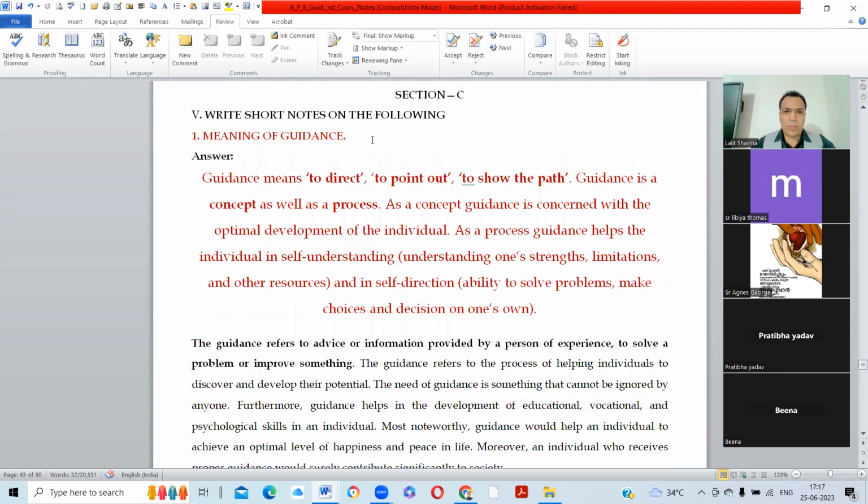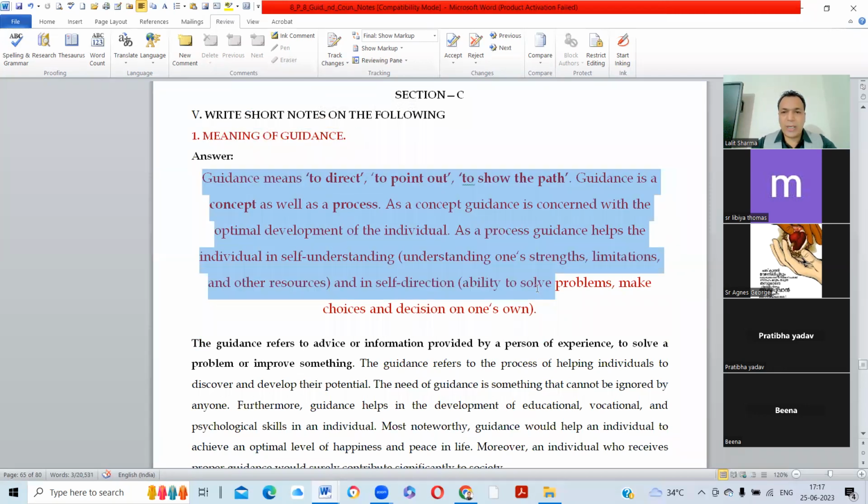Okay, now we talk about the short notes. Now the first is the meaning of guidance. So guidance means to direct, to point, to show the path. Look, to show the path. Guidance is a concept as well as a process. As a concept, guidance is concerned with the optimum development of the individual. As a process, guidance helps the individual in self-understanding. Look, this is the most important.